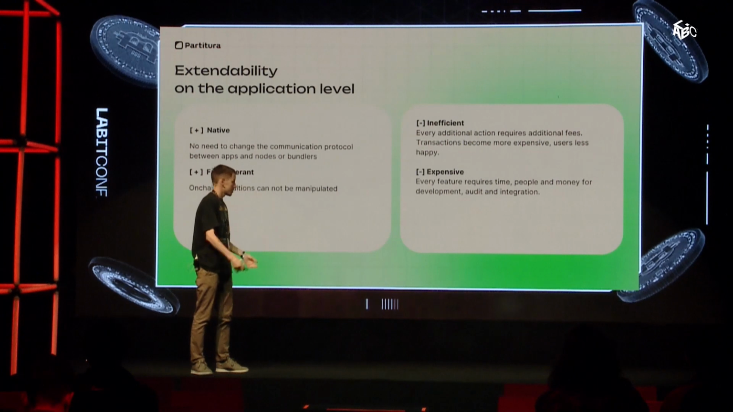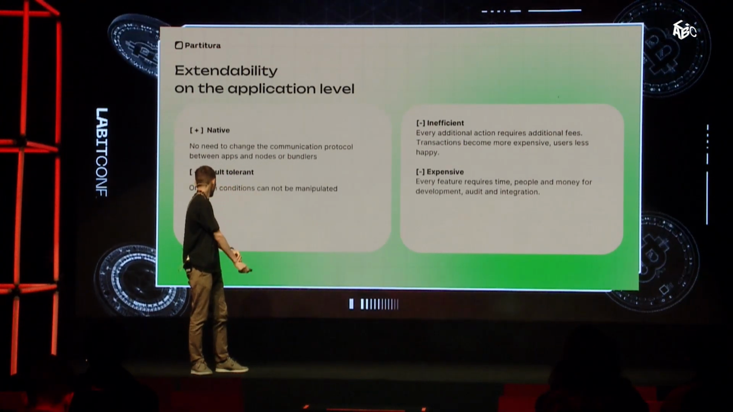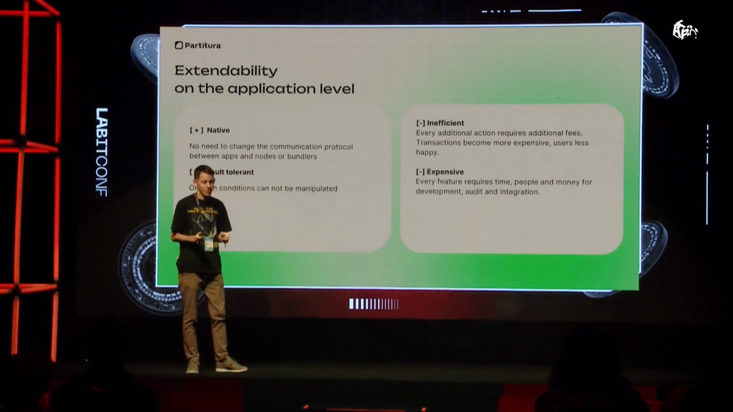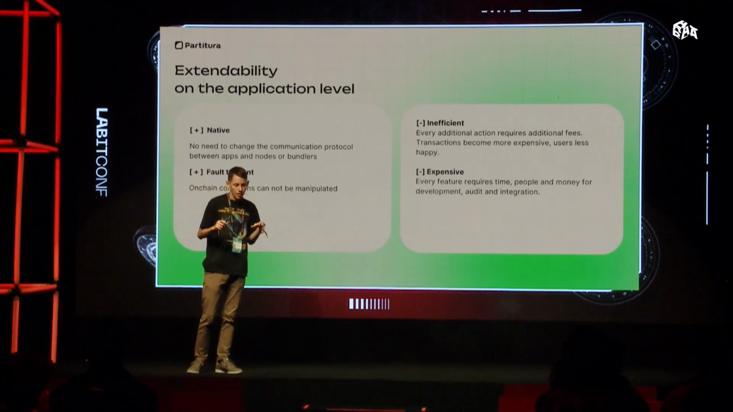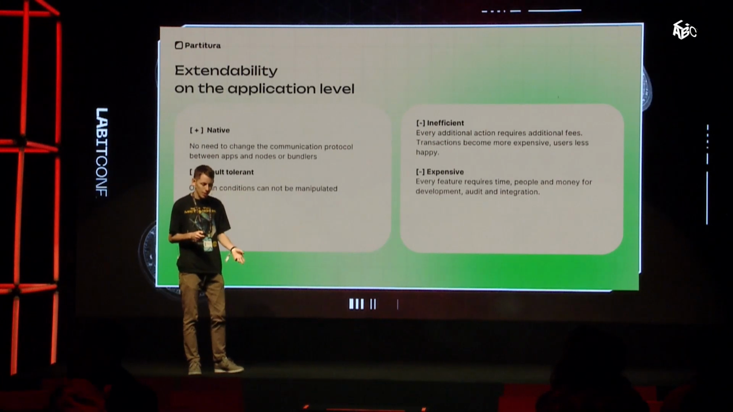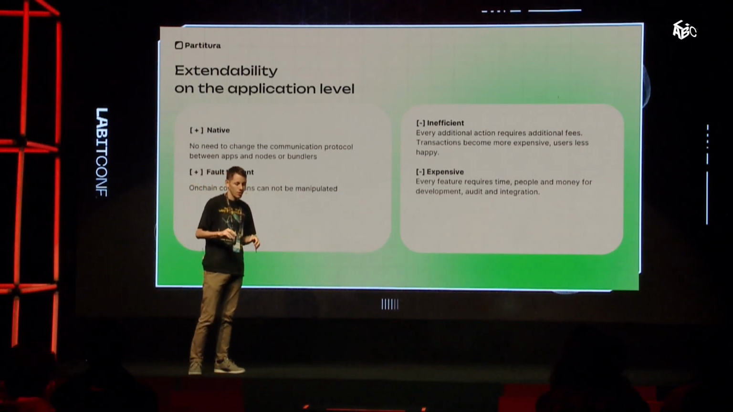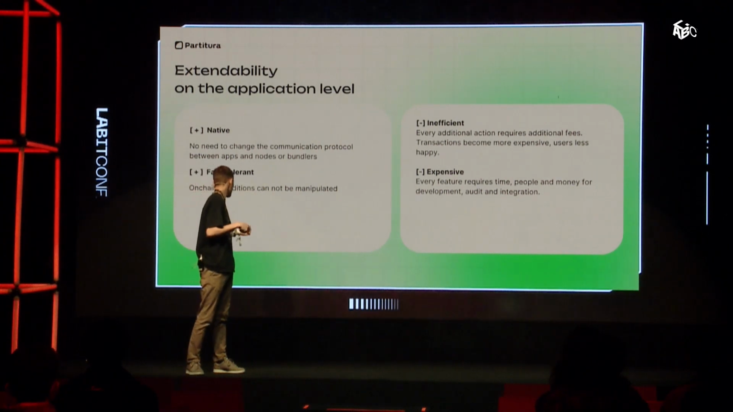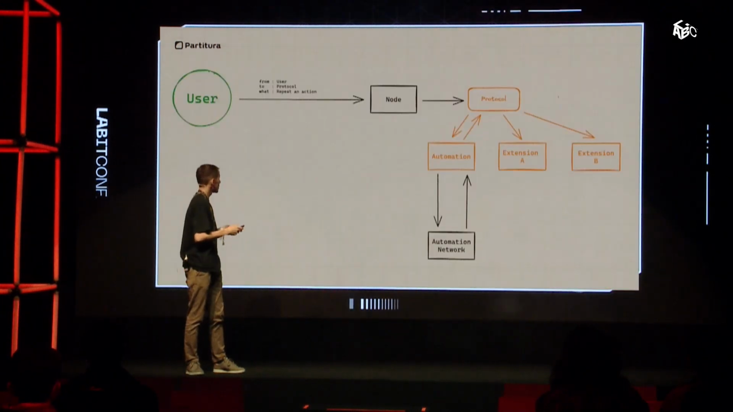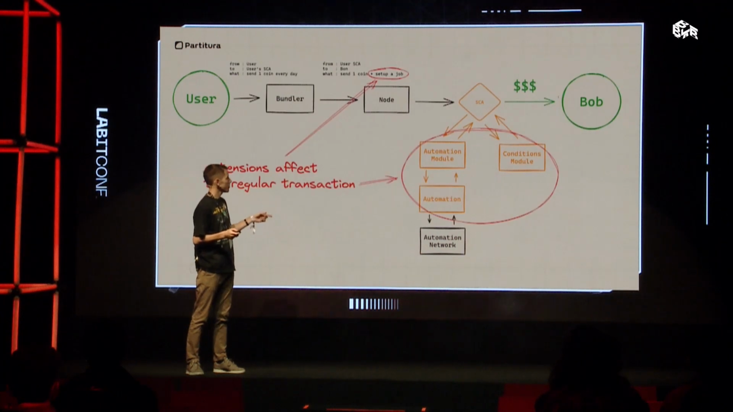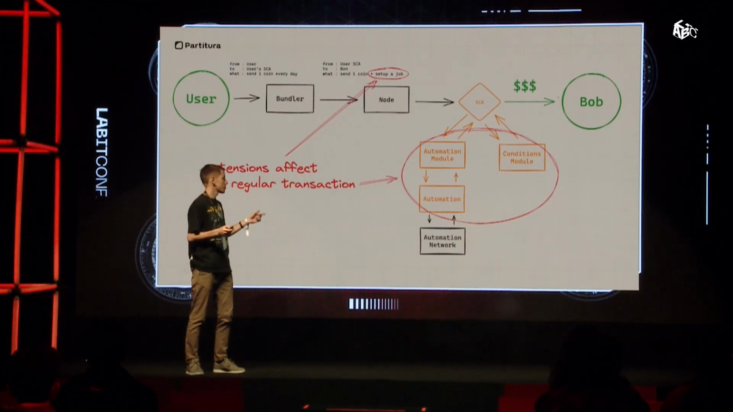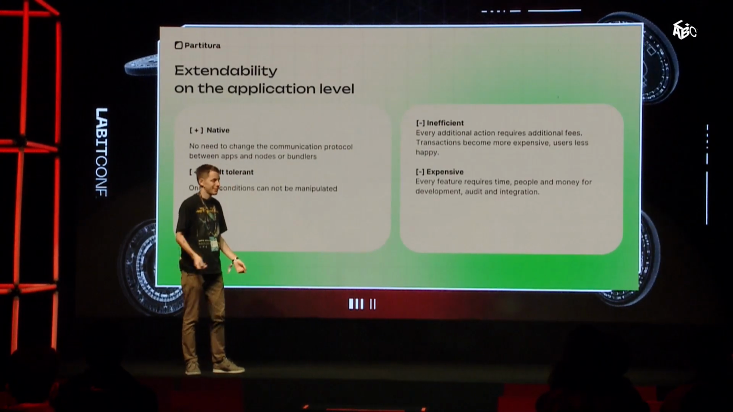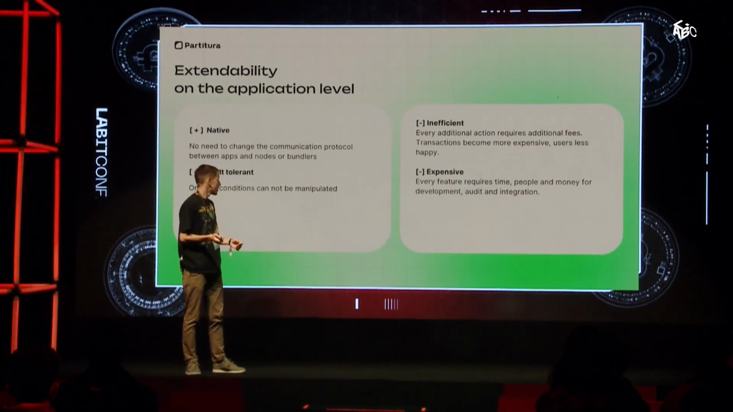Yeah, so there are some benefits. It's native, because if you change your smart contract, you don't need to change anything between the user and your web application; you adapt your web application, and you don't need to change any framework. And it's fault tolerant, here I mean, because we have on-chain automation, on-chain conditions, and other on-chain extensions. It can't be manipulated because it's on-chain. That's impossible.